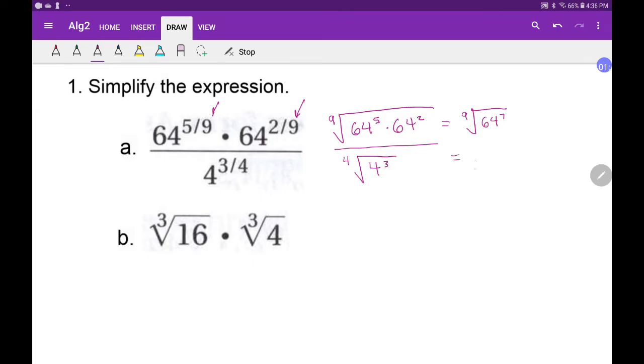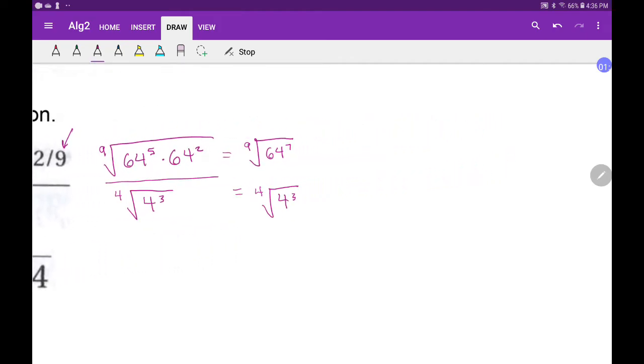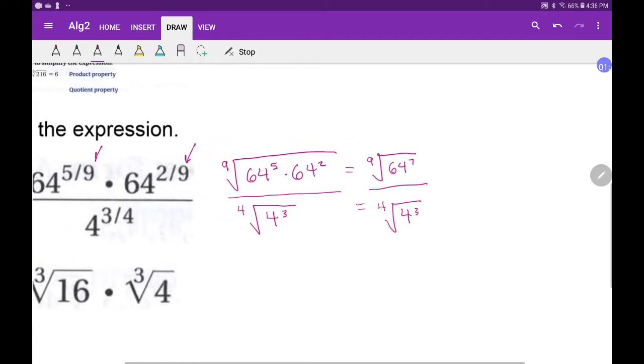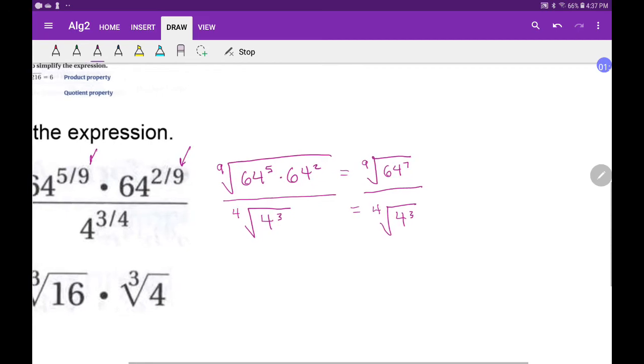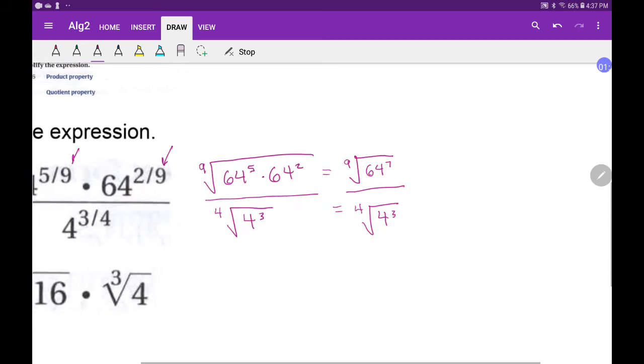I would say this is the basic answer, and that would be enough. Now, I'm going to keep going. But if you wanted to stop there, I'd be like, oh, okay, you understand what we can do here. We can multiply the 64s together, and I add their exponents. I get 64 to the seventh. I think that's all this problem wanted.